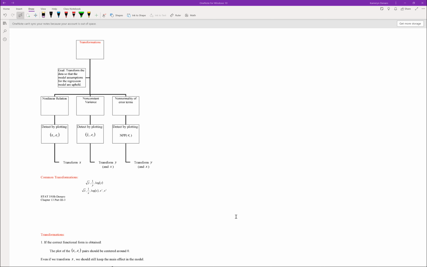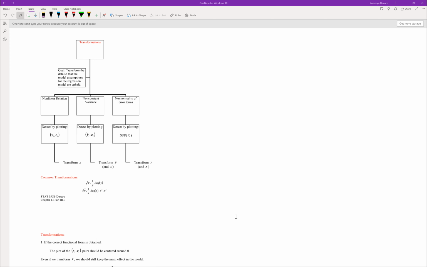If we have a non-constant variance, we can detect that by plotting the fitted values versus the residuals. And a way to fix that is by transforming y and even possibly transforming x as well. The last thing we're going to look at is the non-normality of the error terms, and we can detect that by doing a histogram of the residuals or also doing a normal probability plot of the residuals. And the way that we address that is by transforming y and possibly also transforming x.